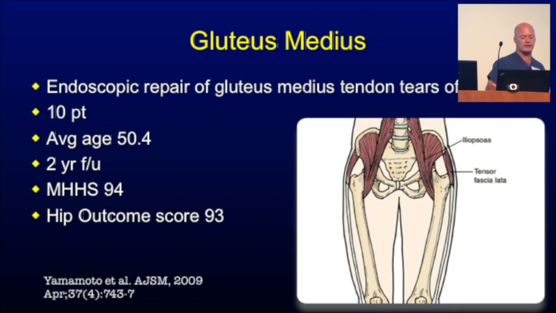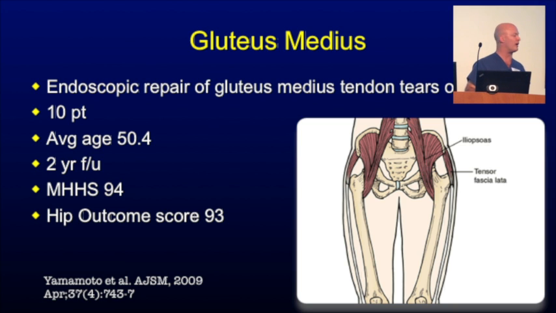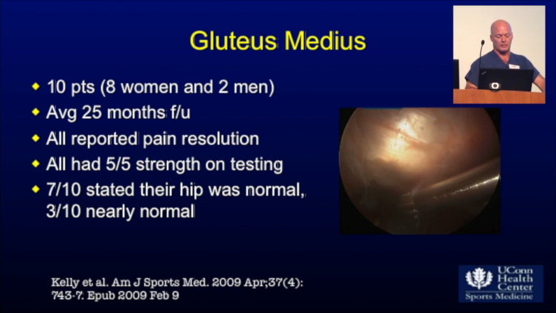So this is something that I think we miss a lot, and we're starting to be better at picking up on it. And even I have family practice docs in our area sending them to me, fully diagnosed, fully worked up, and I'm amazed. I'm like, wow, it's pretty impressive. So we are learning. This is what the medius and the greater trochanter look like. We'll see this in a demonstration, but Kelly had a report where 7 of 10 stated their hip was normal, and 3 out of 10 in a small group of 10 were nearly normal at almost 2 years of follow-up.